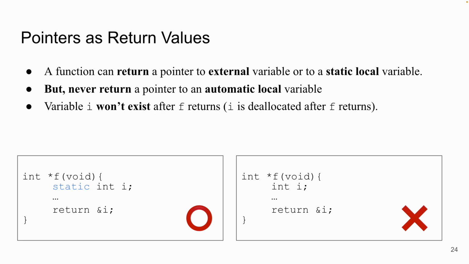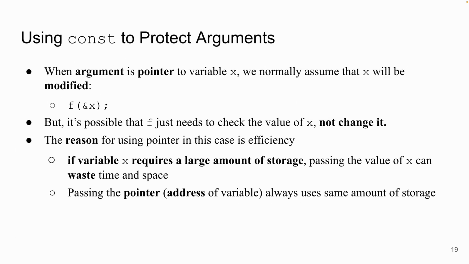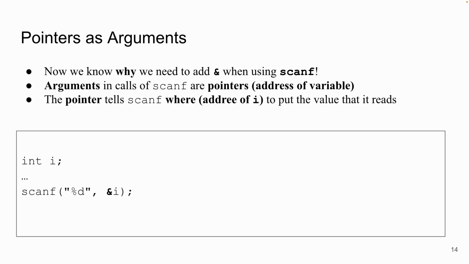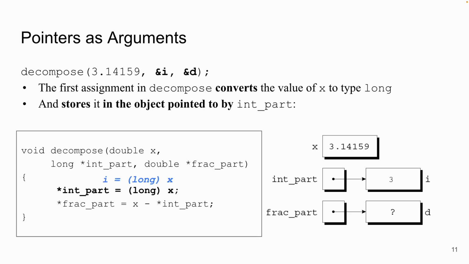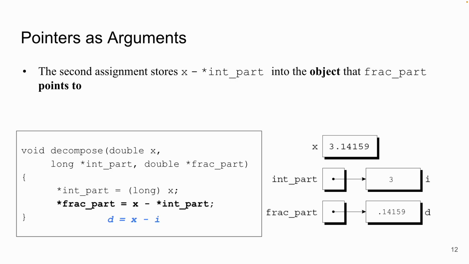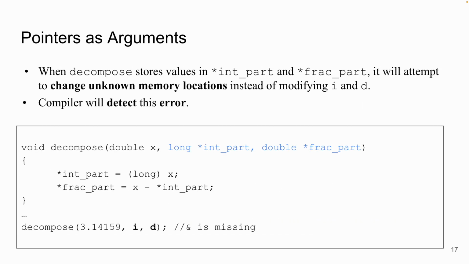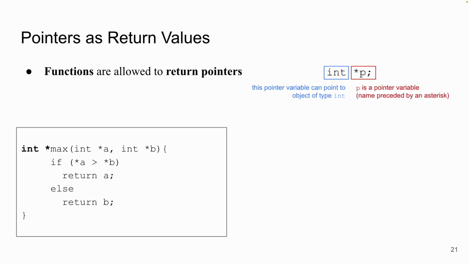So let's have a quick recap of what we talked about before the break. We talked about more uses of pointers. We talked about how we can use pointers as arguments of a function. We also talked about how we can use pointers as the return value of functions. And to use pointers as arguments and return values, there are also a lot of small but, I would say, important details to pay attention to.